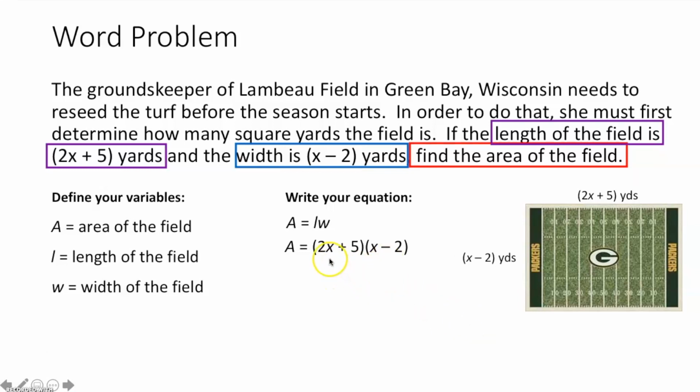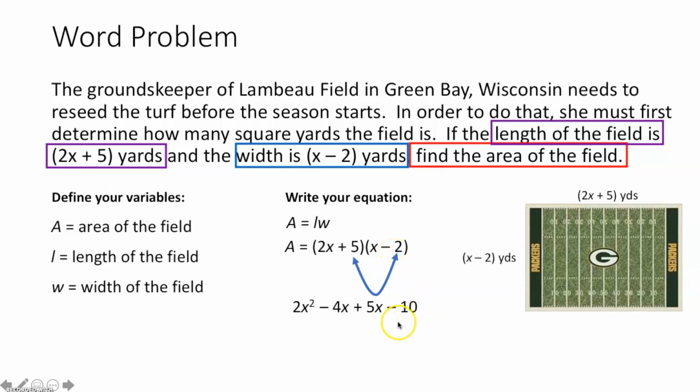So, if you recall, anytime you have a binomial times a binomial, you could either use double distribution or you can FOIL. So, let's FOIL. We're going to multiply the first terms together. 2x times x is going to be 2x squared. Multiply the outer terms together. What's 2x times negative 2? That's negative 4x. Multiply the inner terms together. What's 5 times x? That's 5x. And then our last terms together we multiply. 5 times negative 2, you get negative 10.